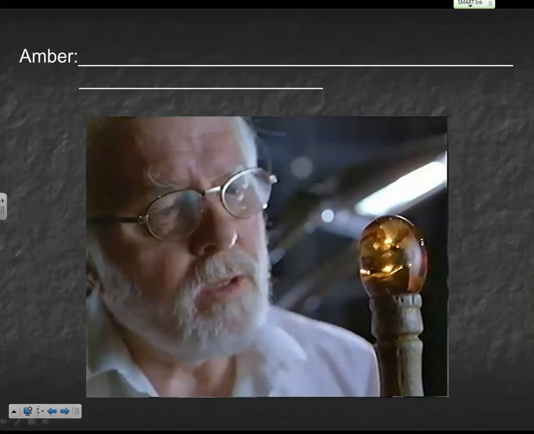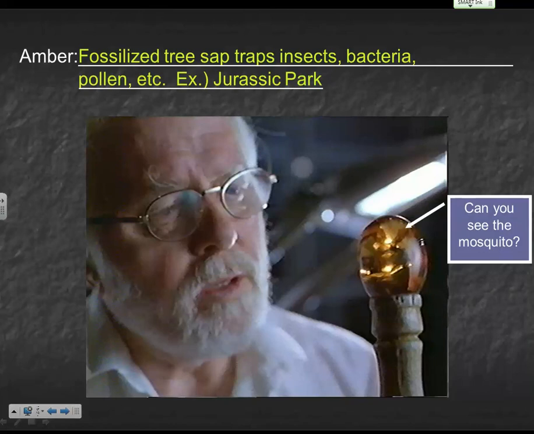And you might remember this from Jurassic Park, amber. Fossilized tree sap. It traps the insects as it rolls down the tree. They get stuck in there and they can't escape. And this can happen with insects, bacteria, pollen, all kinds of things can get trapped in there. And then that stuff hardens up kind of like a rock, and the things are preserved. Oxygen can't get to them.